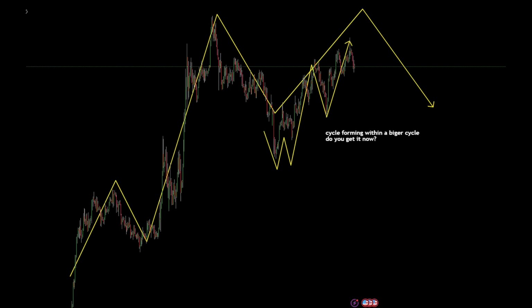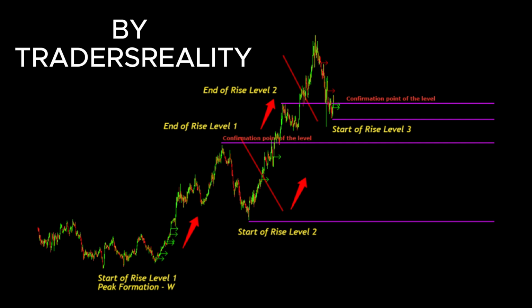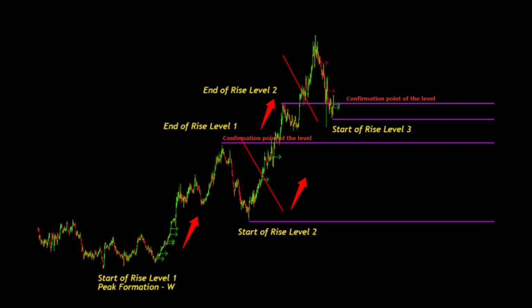This gives you context. Keep in mind, markets are fractal, meaning there are patterns inside of patterns and cycles inside of cycles. The larger the pattern you're identifying, the more significant the move you're likely to see play out. Now, how do you confirm that a rise level is forming? You want to see price break above the high of the previous level. Until that happens, the move isn't confirmed. You're still in potential accumulation or just range-bound chop.